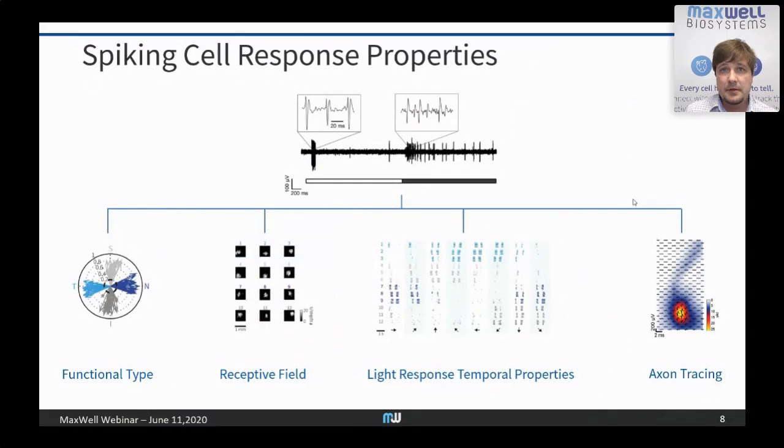Now, by analyzing the spiking activity of retinal ganglion cells, we can determine what functional retinal ganglion cells we are actually looking at. For example, are we looking at a direction selective cell or a non-direction selective cell? We can determine what kind of temporal light response properties the RGC has. We can also define its axonal conductance speed by axonal tracing and so on.